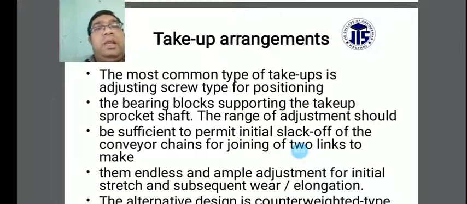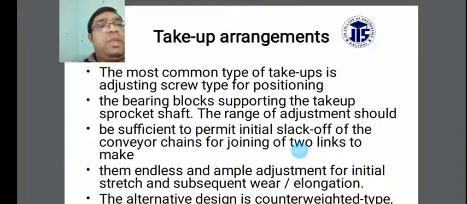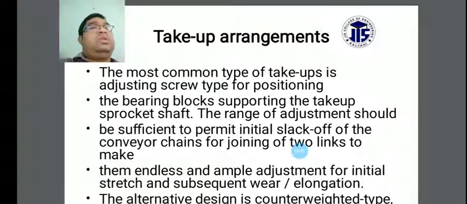Basically, the adjustment should be sufficient to permit initial slack of the conveyor chains for joining of two links to make them endless. These links will be required to be joined to each other, and during the joining, the initial slack is required.